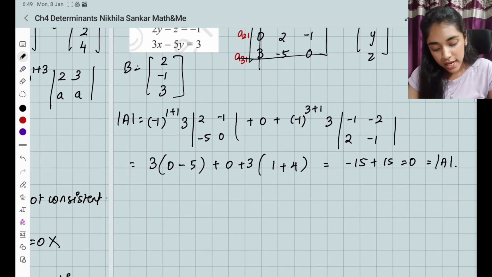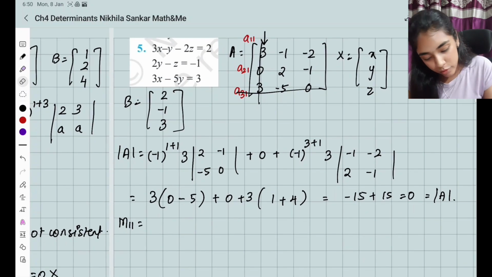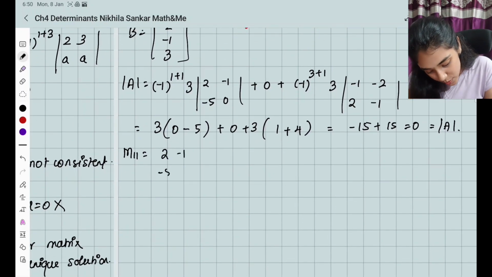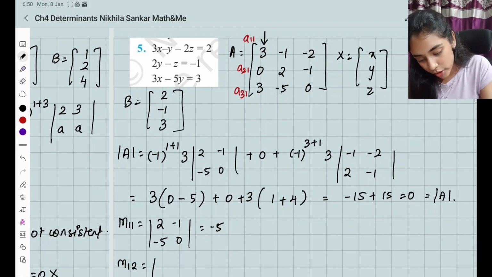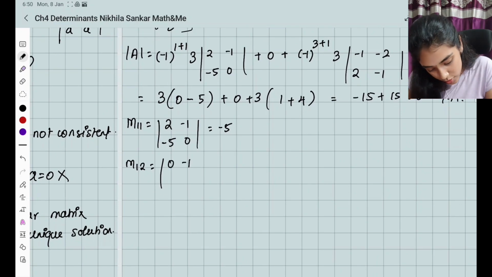You have to look for adjoint A now. So you need to find the minors M11. So first let's find M11. I'll erase this. So I need to find out M11, which is this. So 2 minus 1 minus 5 0. This is going to be minus 5. Then M12 equals, this way you have to find a cofactor. M12 is going to be hiding this, 0 minus 1 3 0. So this is going to be plus 3.